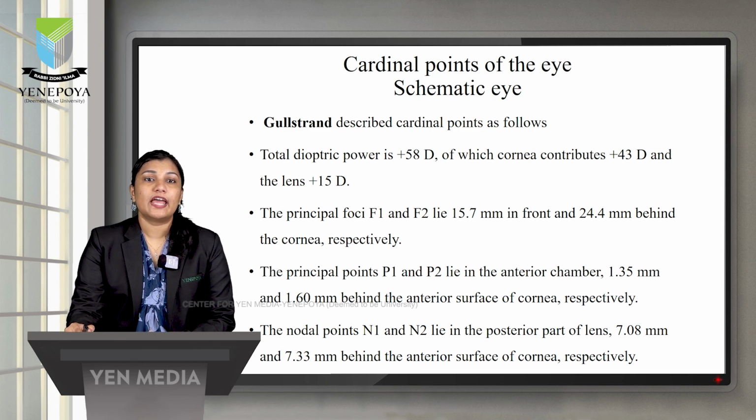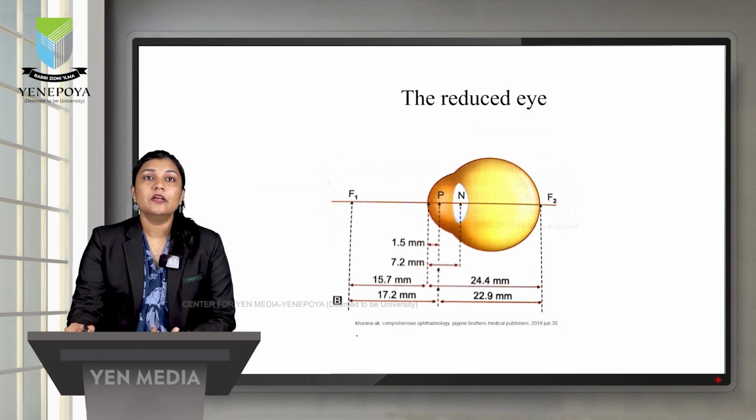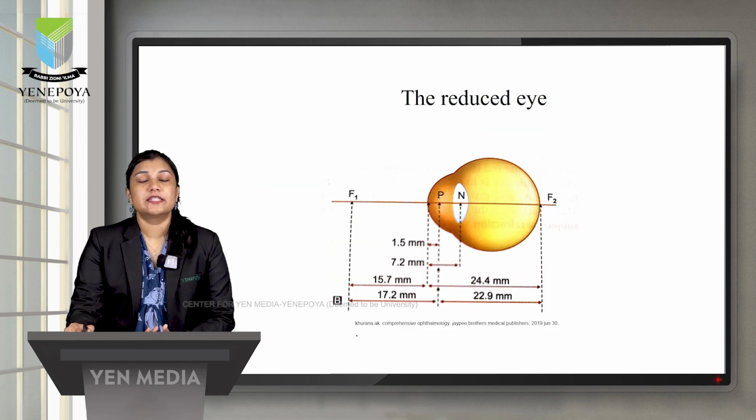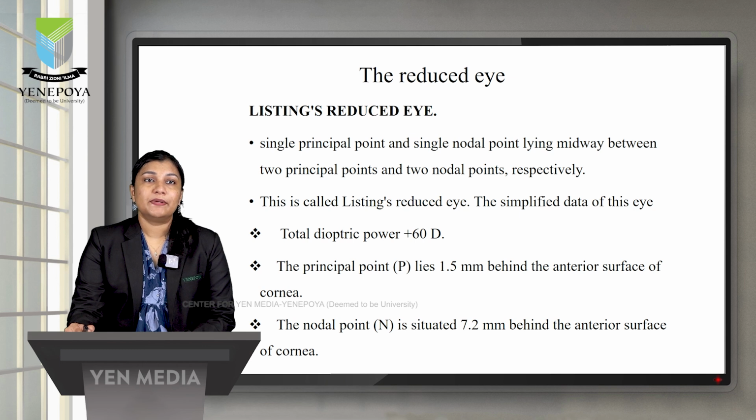The nodal points N1 and N2 lie in the posterior of lens, 7.08 mm and 7.33 mm behind the anterior surface of the cornea respectively. Now to simplify this explanation of cardinal points, Listing introduced the reduced eye, and it explains a single principal point and single nodal point lying midway between the two principal foci and the two nodal points. So this is called Listing's reduced eye, the simplified data actually.